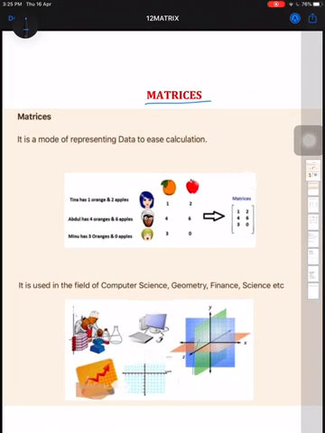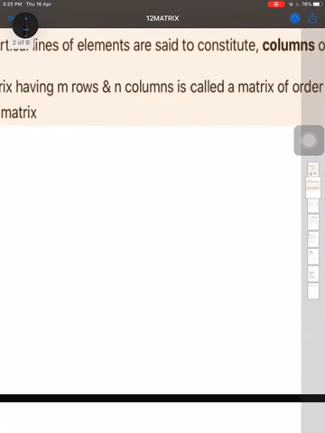Okay, so today I'm starting your chapter 3, that is matrix. The matrix simply is the mode of representing data to ease your calculations. Now this matrix is used in the field of computer science, geometry, finance, science, and so many others. Now the question is what exactly a matrix is.